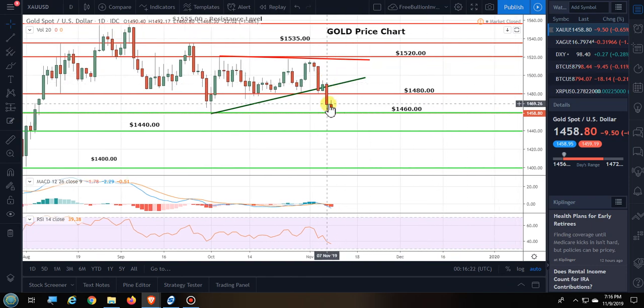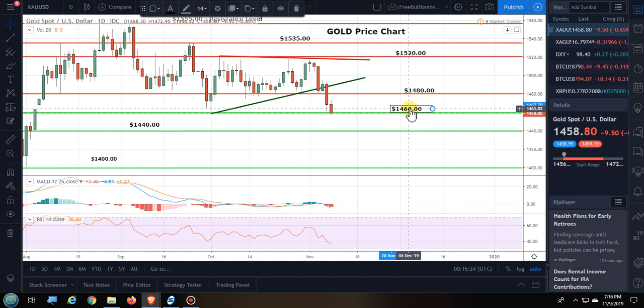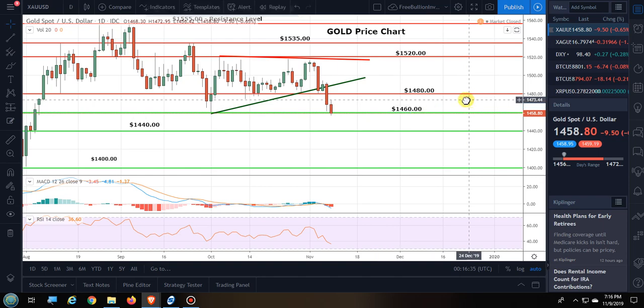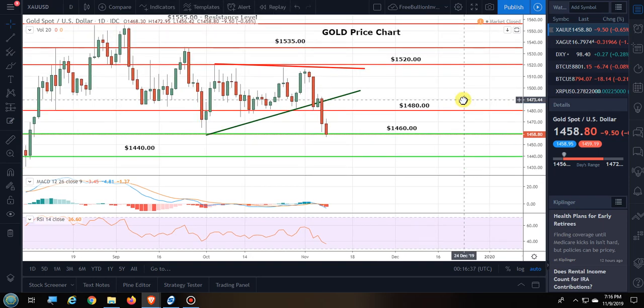I didn't expect gold to fall all the way down to the 1460 level, but as you can see, it came down to the 1458 level. The new support level for gold can be found around the 1455, 1456 level, which will be posted in next week's video.